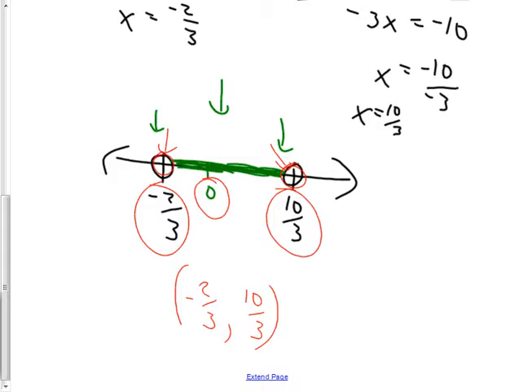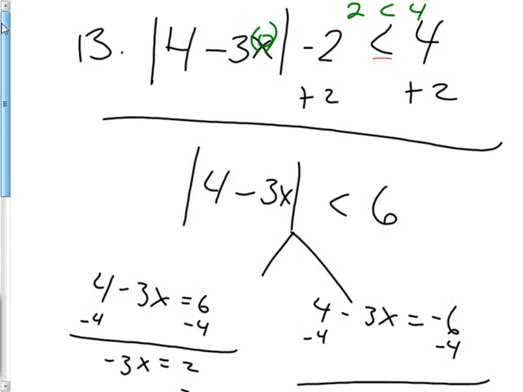By working, I mean if I actually stuck 10/3 into this problem, stuck a 10/3 right there, it would not work. It would end up coming out with 4 is less than 4, which would not be true. So that's why the original problem does not have an equals there, and therefore the endpoints do not work.